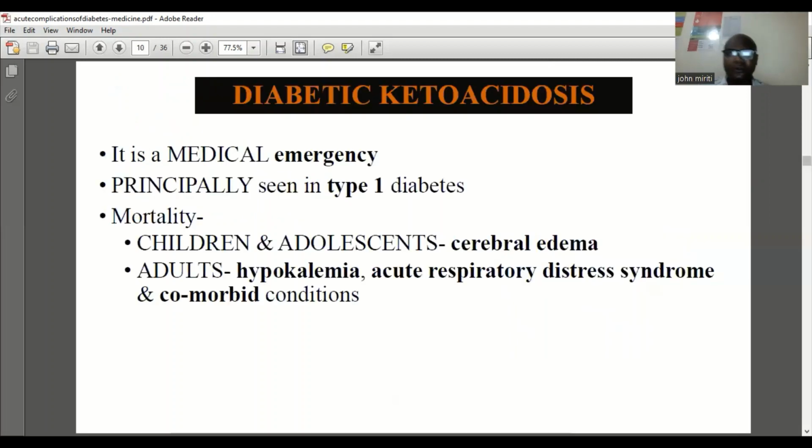Now, let us look at the first acute complication of diabetes, and this is diabetic ketoacidosis, which is a medical emergency. It is very commonly seen in type 1 diabetes, and it has high mortality because of cerebral edema. You will see the reason why it has cerebral edema. It is very common in children and adolescents, and also in adults, and in adults it is associated with hypokalemia.